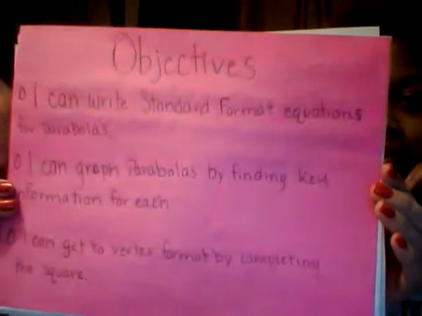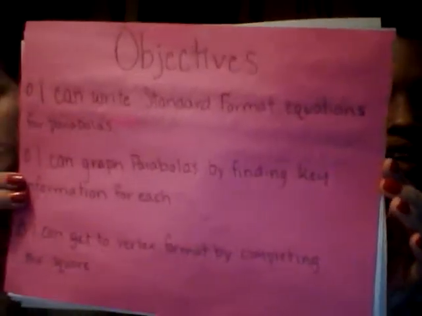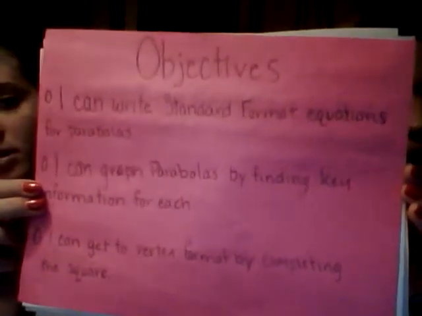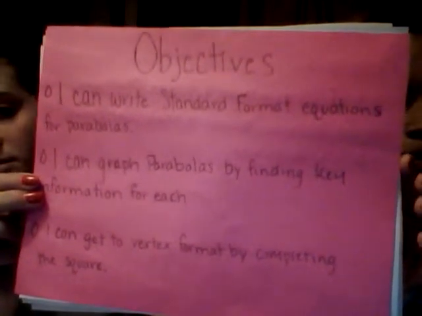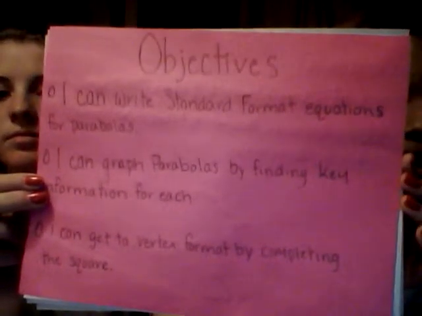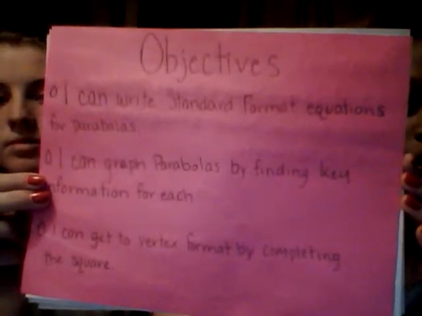We have a few objectives. The objectives for today are: I can write the standard format equations for parabolas. I can graph parabolas by finding the key information for each. And I can get the vertex format by completing the square.